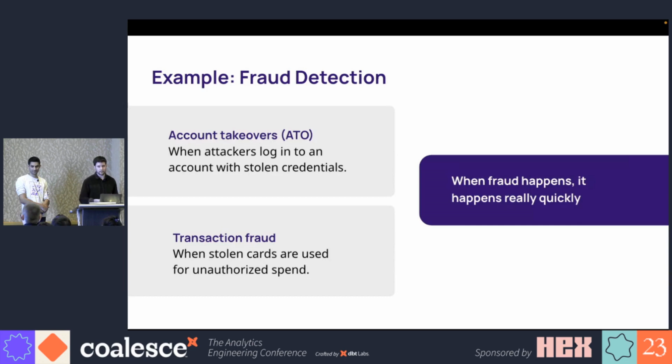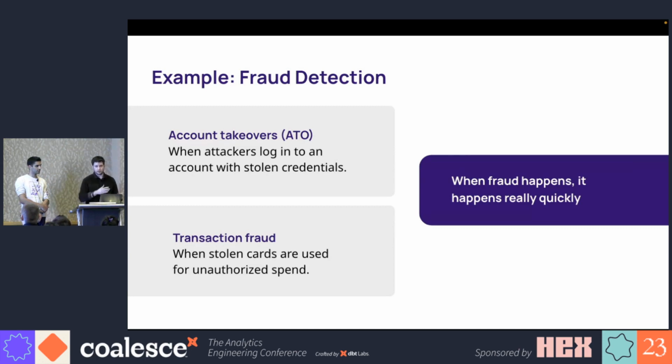The other type of fraud is transaction fraud. Really similar to account takeovers in that the fraudster is spending money in an unauthorized fashion, but the difference is how the card is acquired. Maybe they just acquire the card number and the expiration date, et cetera, somehow, and they just start spending money.